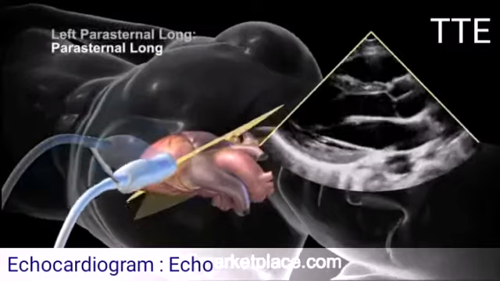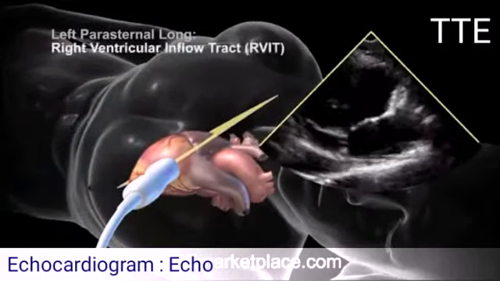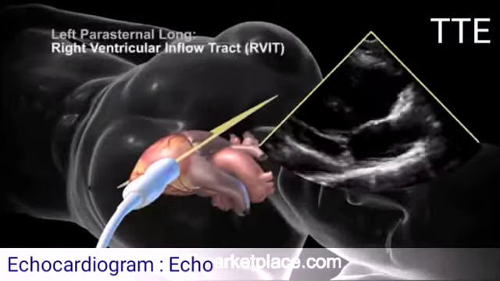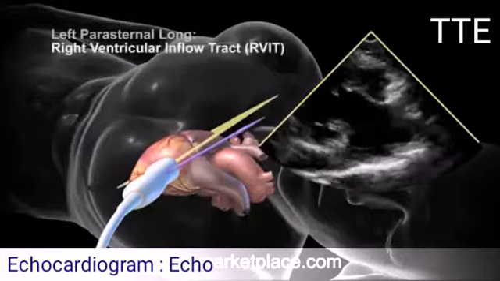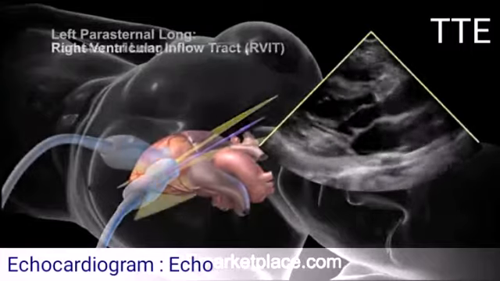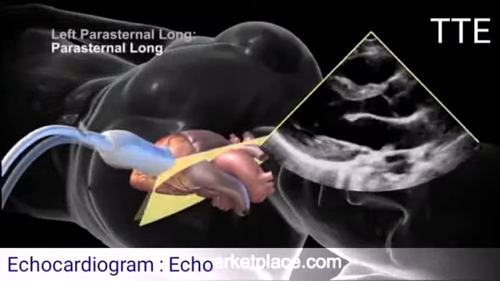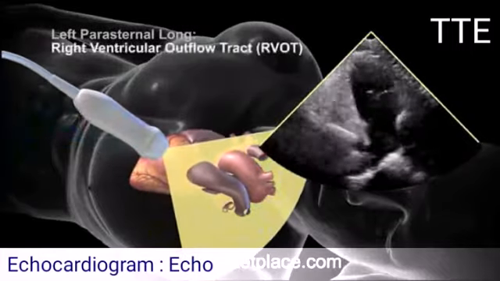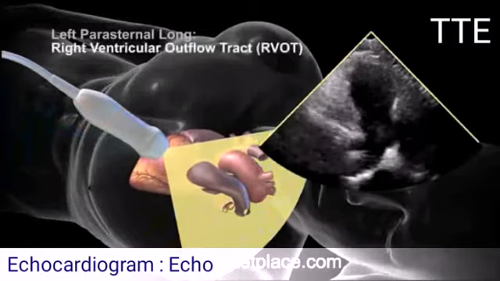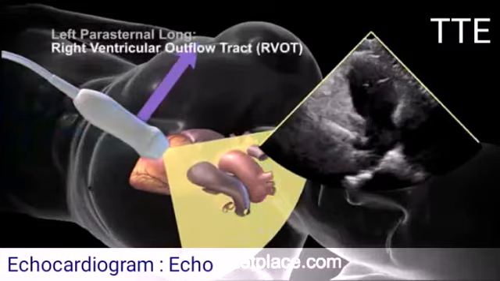The transducer is tilted towards the patient's left shoulder to allow the acquisition of the right ventricular inflow tract, or RVIT view. Notice that the indicator is still pointing towards the patient's right shoulder. Finally, and starting again from the parasternal long view, the transducer is angled towards the patient's right hip to acquire the right ventricular outflow tract, or RVOT view. Notice that the indicator is still pointing towards the patient's right shoulder.